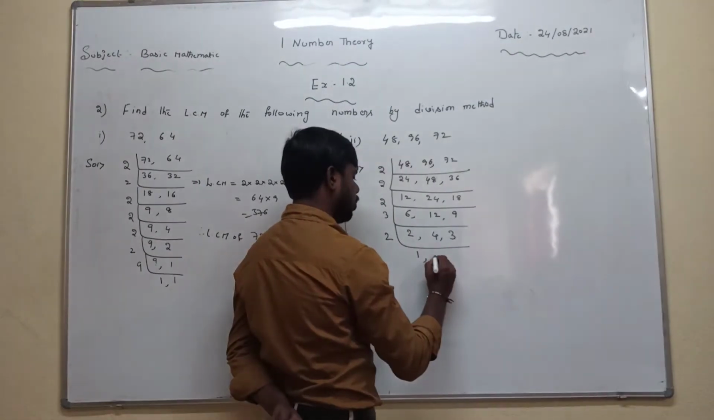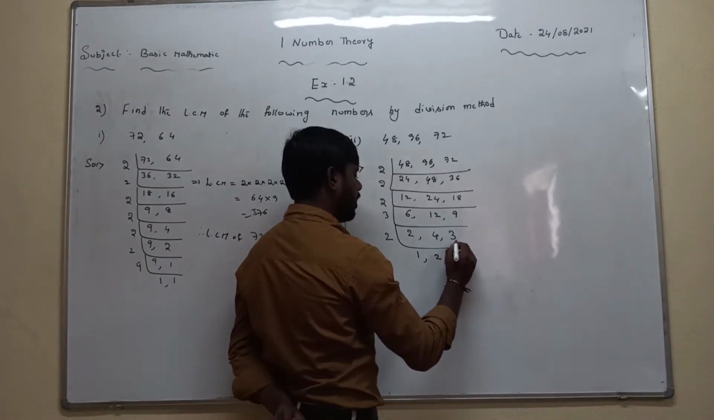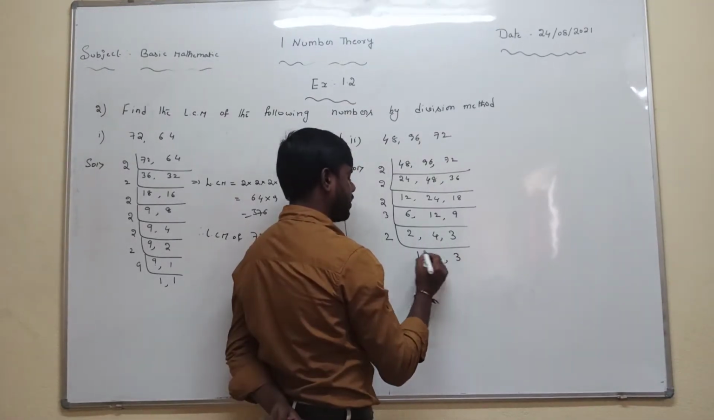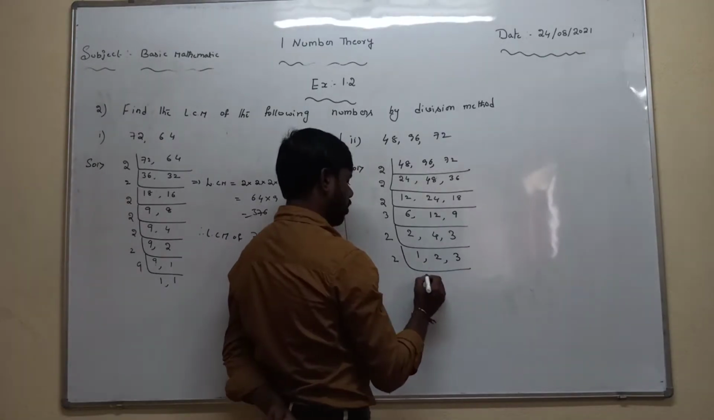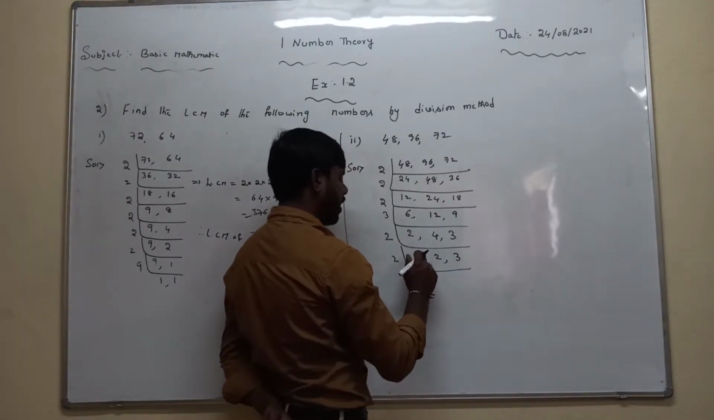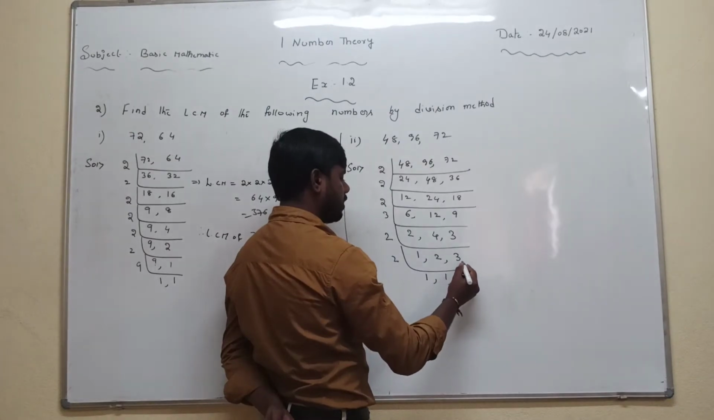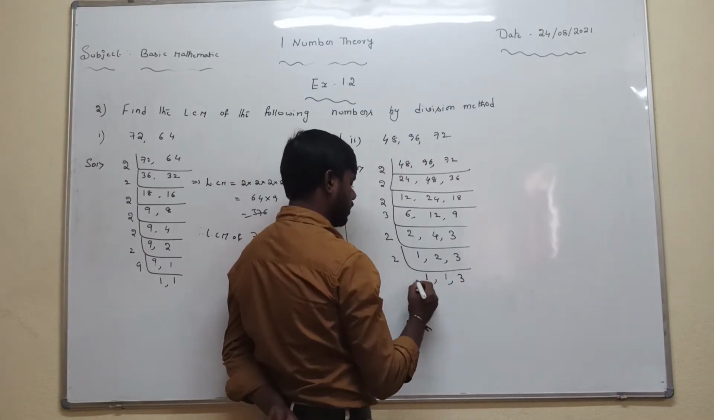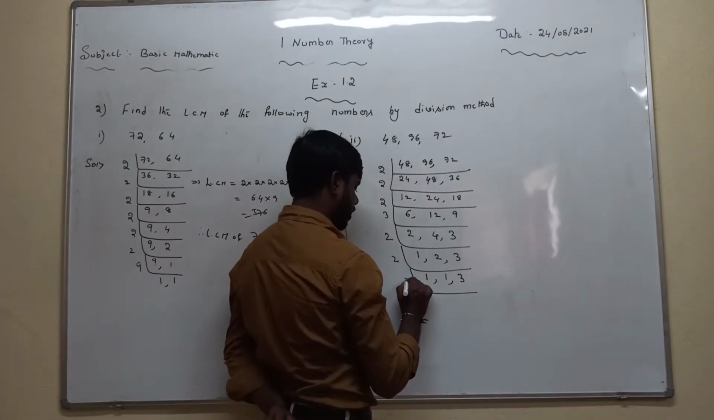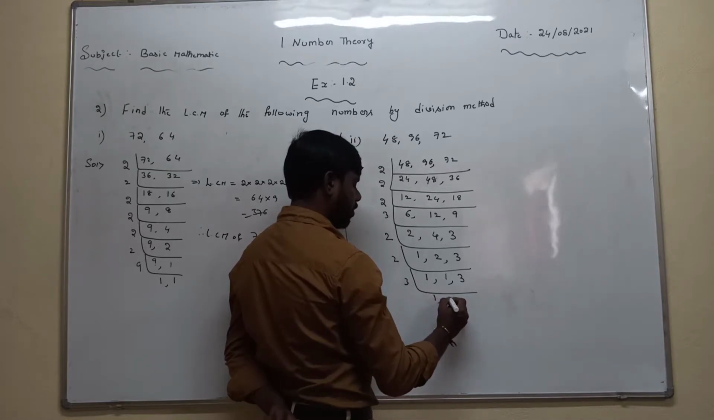So you can take 2. 2 1s are 2, 2 2s are 4. 3 is not divisible by 2, that's why write that number as it is. 2 again I am taking. 1 is not divisible by 2, that's why write 1 as it is. 2 1s are 2. 3 is not divisible by 2, that's why write 3 as it is. Next you can take 3. 1 is not divisible by 3, that's why write 1 as it is.